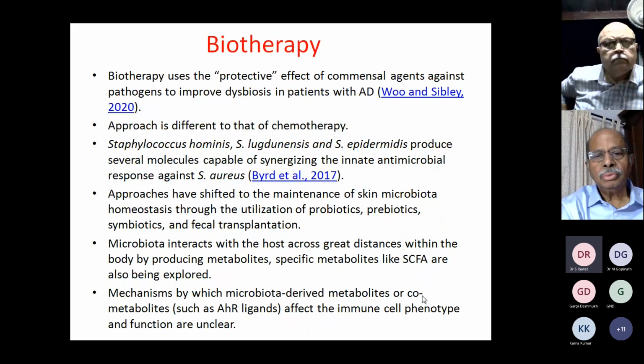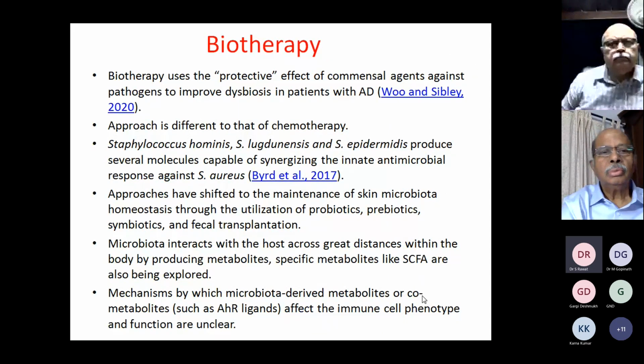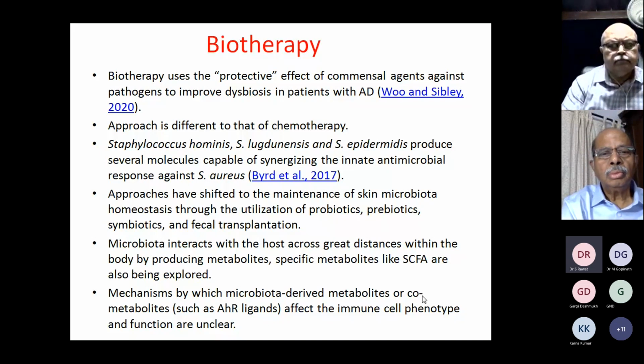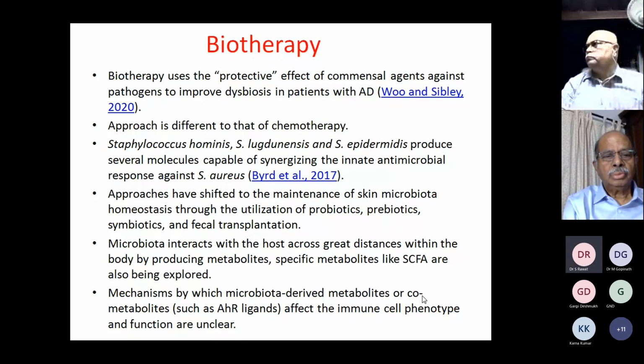So all these are known as biotherapy, and it uses the protective effect of the commensal agents against the pathogens to improve the dysbiosis conditions in these patients. Here we are talking of atopic dermatitis. This approach is quite different from the approach we have been taking, that is the approach of chemotherapy, where chemical agents are being used. Here the biological agents or the bacteria and their products are being used.